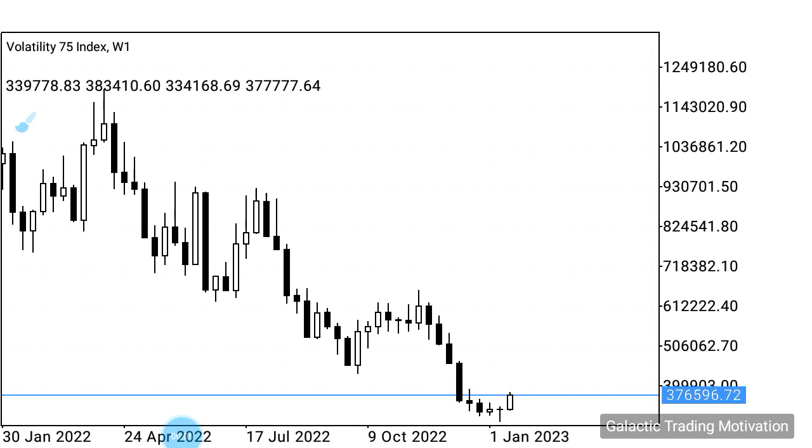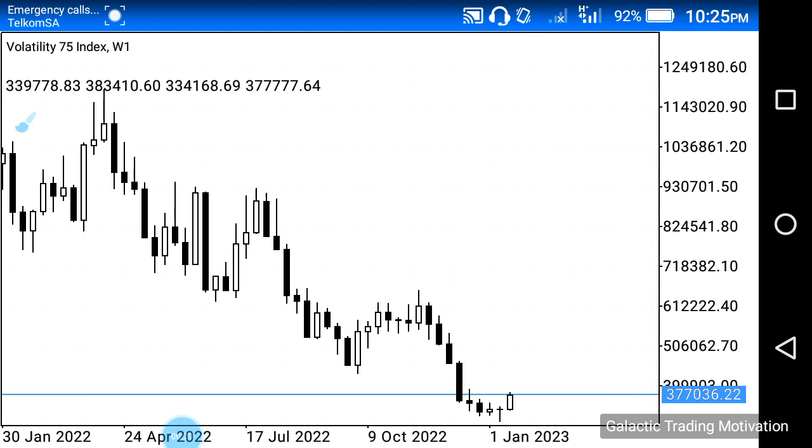Let's have a look at Volatility 75. In fact, we haven't had a look at this particular synthetic index for quite some time. And actually, I got a request from Mzi, who asked me to quickly have a look at this chart. So let's not waste any further time and get straight into the chart. I'm on the weekly chart, as you guys can see.